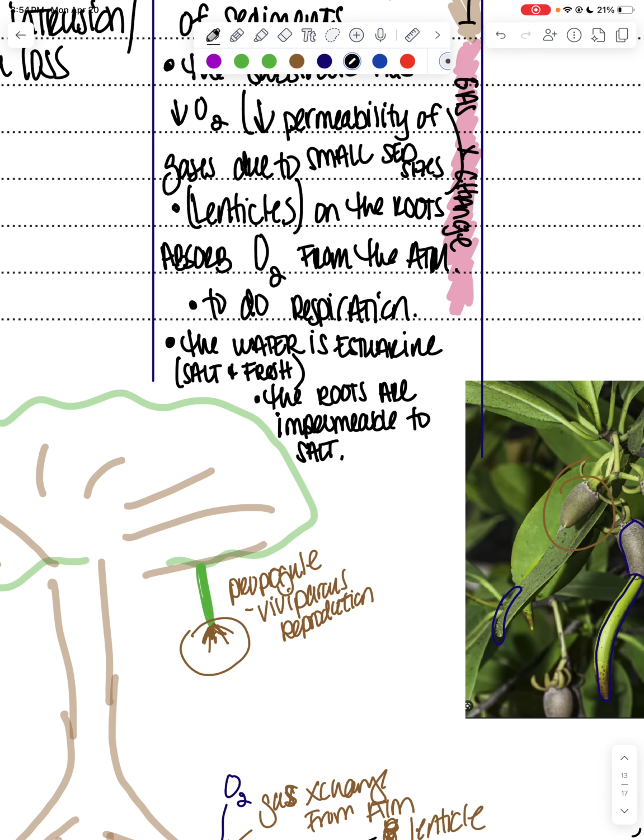Most plants cannot do this. They cannot tolerate growing in salt water. Because of osmosis, they will lose water, but their root structures are impermeable to salt. Does not let the salt come through. They're able to filter in fresh water. Filter through fresh water. All right, and that's the last one. Salt exclusion.